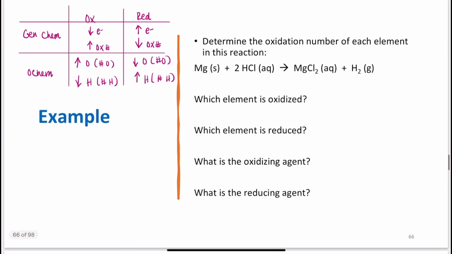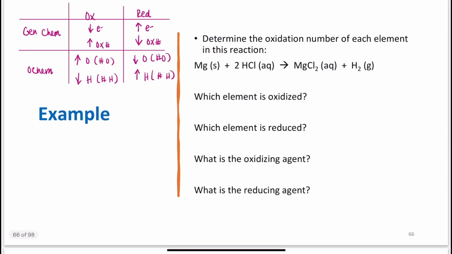Okay, let's talk through this example. Determine the oxidation number of each element in this reaction and then answer the following questions. First up, anything that's in its neutral phase is 0. Magnesium solid, 0. H2 gas, 0. Those are easy to do.